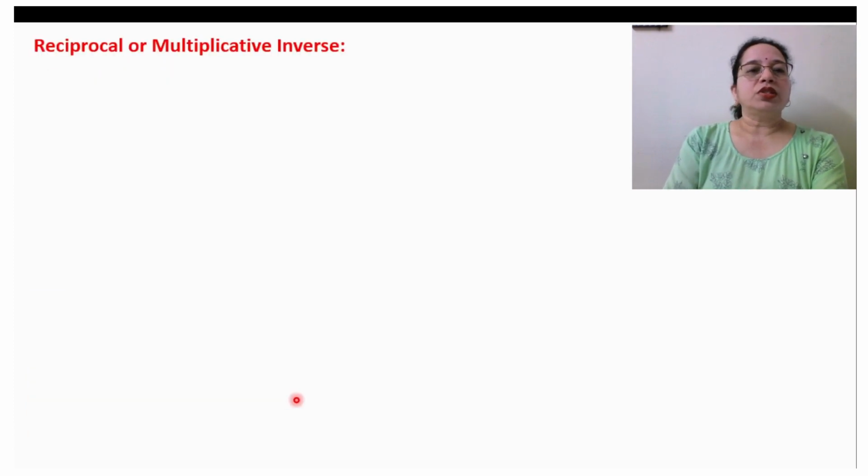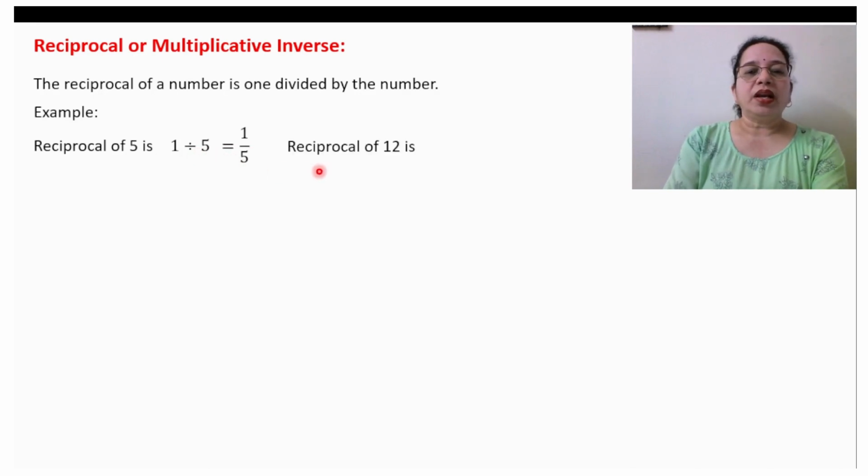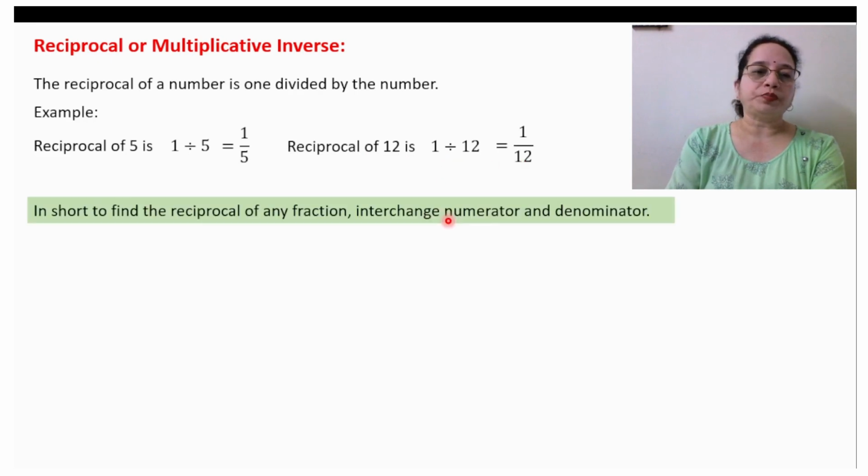So I am going to start with my today's topic, that is reciprocal, or another name for reciprocal is multiplicative inverse. The reciprocal of a number is 1 divided by the number. So take one example. Reciprocal of 5 is 1 divided by 5. How can we write it in the form of a fraction? 1 upon 5. Take another example. Reciprocal of 12 is 1 divided by 12, and we will write it in the form of fraction as 1 upon 12.